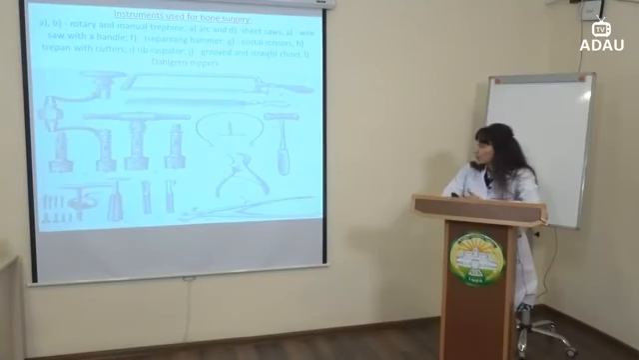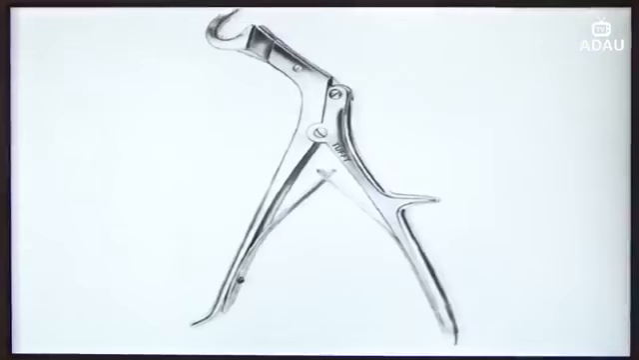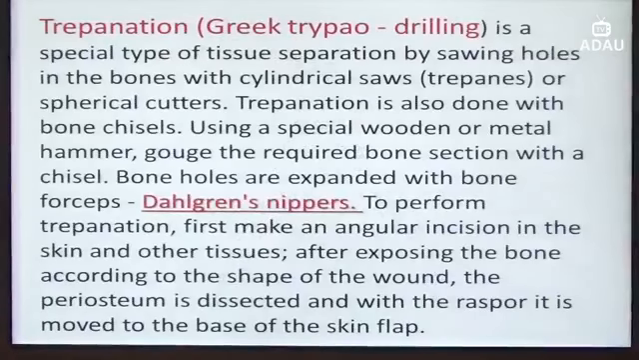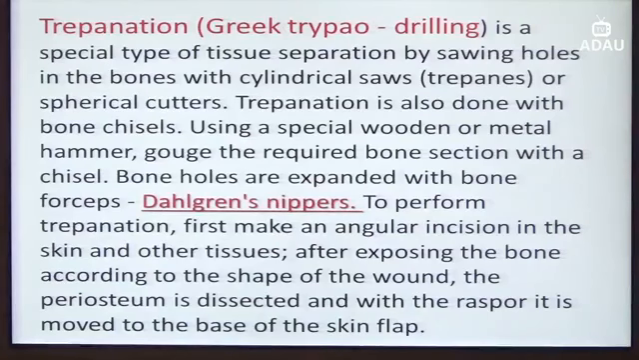We use arc wire saws, Dahlgren nippers, and trepanation. What is trepanation? Trepanation is a Greek word, from trepao, drilling. This is a special type of tissue separation by making holes in the bones with cylindrical saws. We use Dahlgren nippers; the bone holes are expanded with bone forceps. To perform trepanation, first make an angular incision in the skin and other tissues.